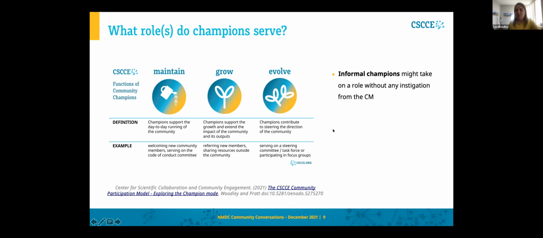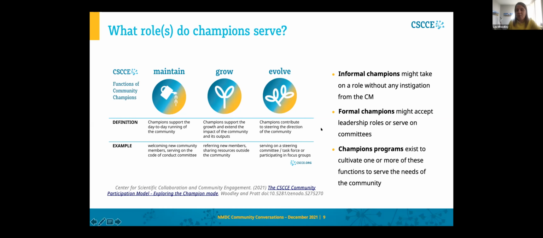And so champions can either be informal, so they don't have a particular title, you don't as a community manager confer any title to them, but they just step up and help out with some of these functions. Or they can have a more formal role, in which case they might have a particular title, or they can be part of a champions program. And confusingly, they can be called champions, they can be called ambassadors, as we heard for NMDC. Sometimes they can be called fellows as well. So we don't mind what they're called, but if you're creating a specific program to empower them, then we tend to think of that as being a champions program.